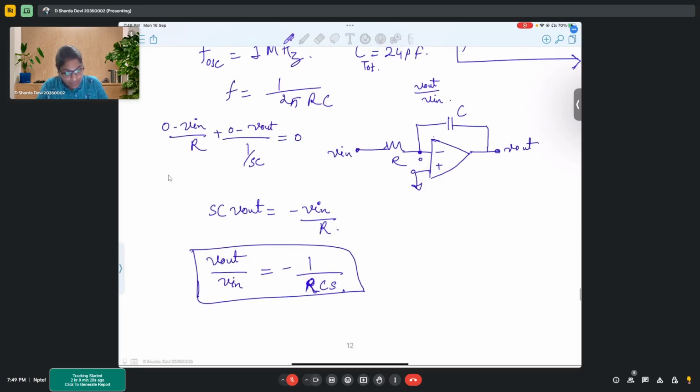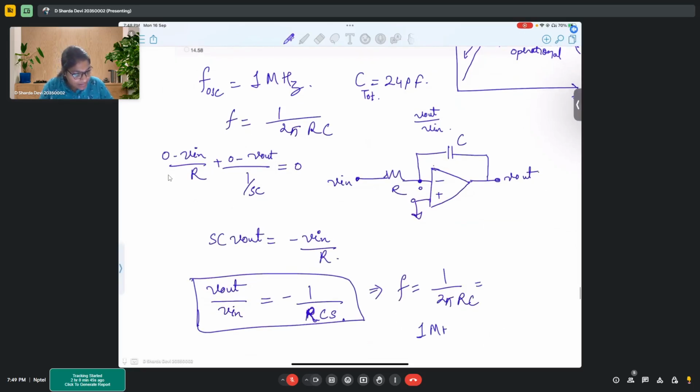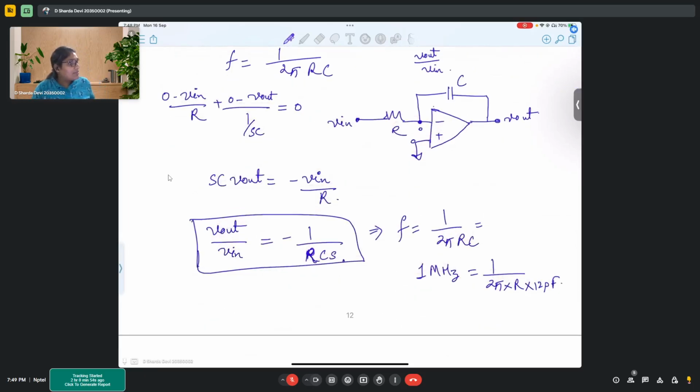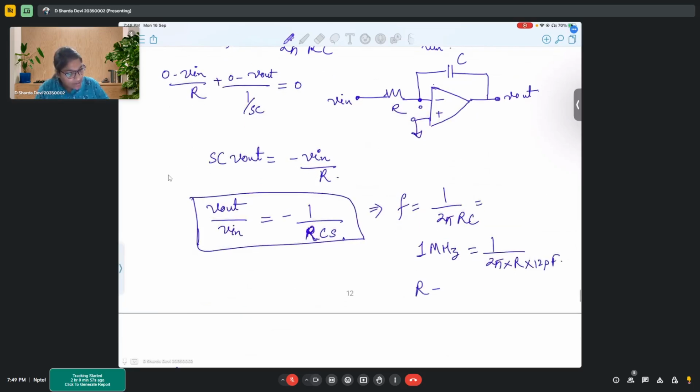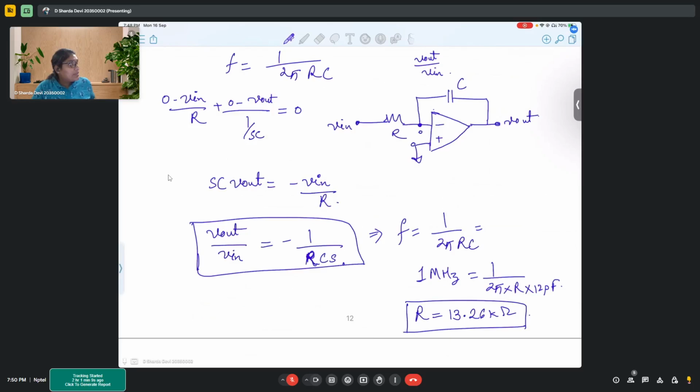So from here, you know that F equal to 1 upon 2 pi RC, and this C is 12 picofarad. So 1 megahertz equals 1 upon 2 pi into R into 12 picofarads. When you calculate the value, you will find the value of R to be 13.26 kilo ohms. Is this clear?